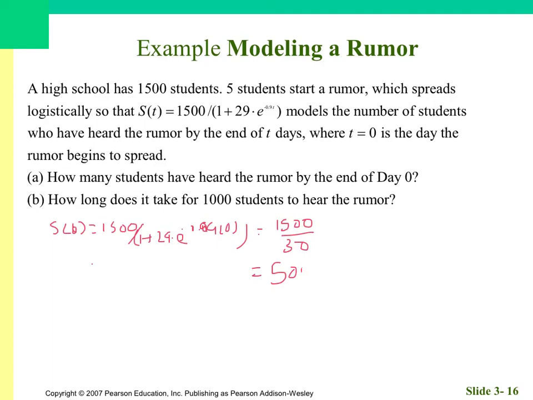So how long does it take for 1,000 students to hear the rumor? So you say 1,000 equals 1,500 divided by 1 plus 29e to the negative 0.9t. So try to bring this problem in completed, and we will see you tomorrow.